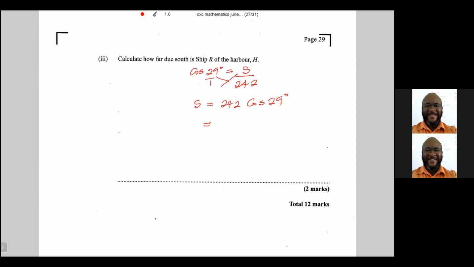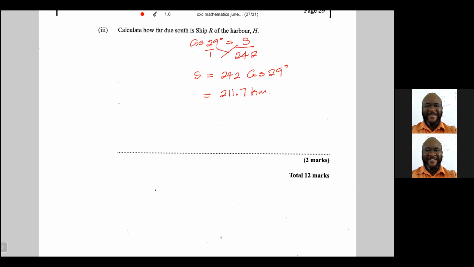Let's find that distance by putting it in our calculator. 242 times cosine 29 degrees, and the answer here is 211.7 kilometers. So how far due south is shape R of the harbor? The answer is 211.7 kilometers. In other words, R is 211.7 kilometers south of the harbor.